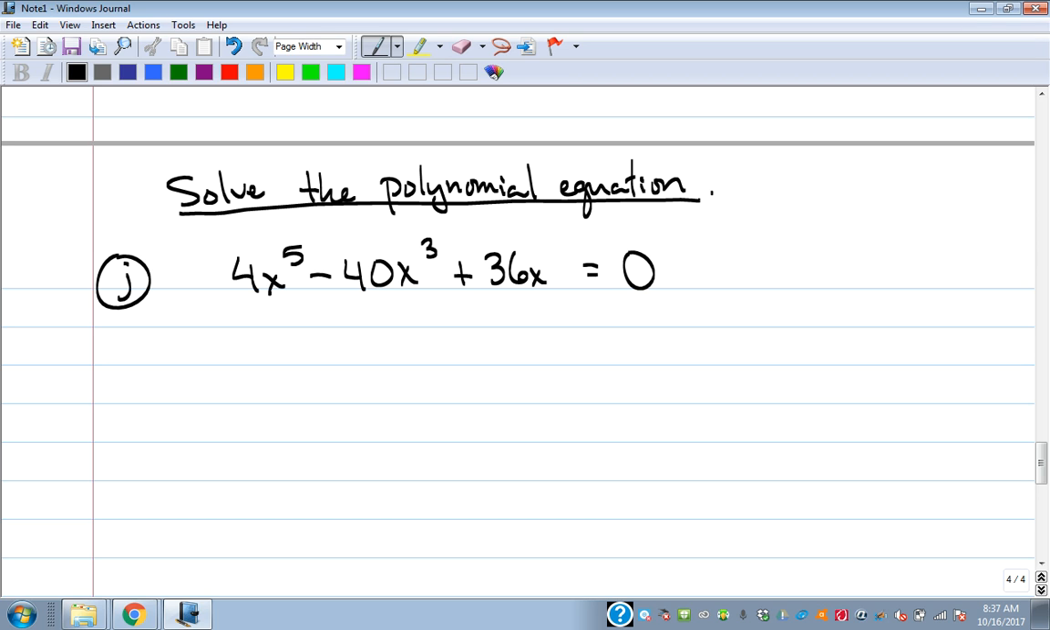So the first thing that I look at is is it in descending order? Yes. Is there a GCF across the whole problem? What? 4x. So I'm going to pull a 4x out to the front. What does that leave in those parentheses?